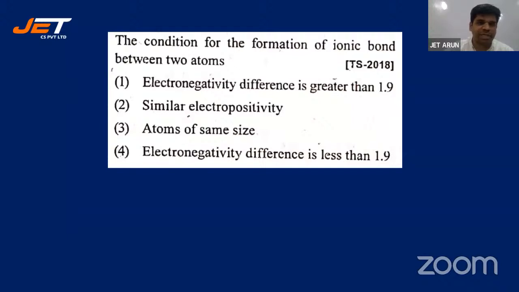All right, look at this question. The condition for the formation of ionic bond between two atoms is, what is the condition? Electronegativity difference is greater than 1.9 or less than 1.9. Similar electropositivity, atoms of same size. 1, Harshvardhan says 1, Ananta says 1, Jyoti says 3, Ananta says 3. You changed your answer, Ananta. Okay, fine, 3. Vaishali says 3. Okay, let's look at the right answer.